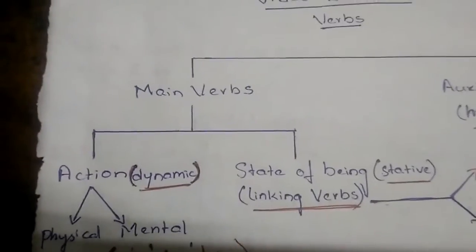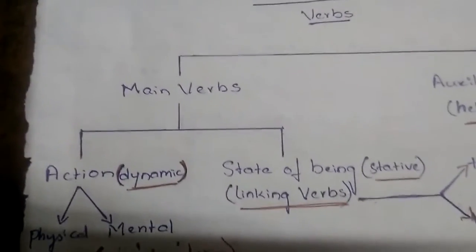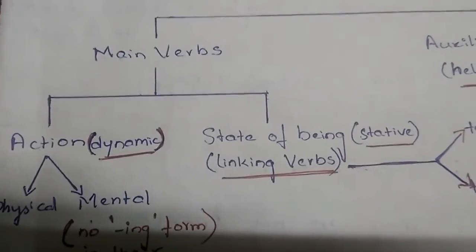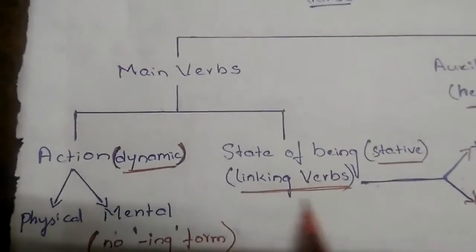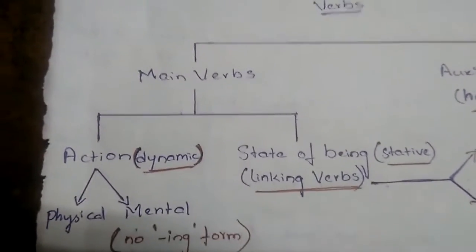Hello students. In the previous video, we came to know that we have two types of main verbs. They are action verbs and state of being verbs. And these state of being verbs are also called linking verbs. Once again, let us recall the definitions of both the verbs.